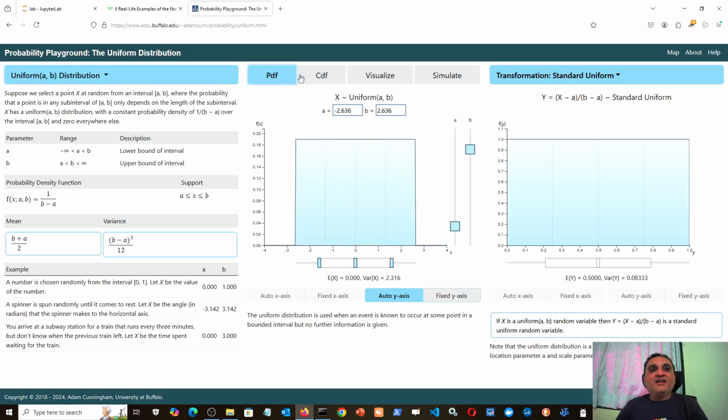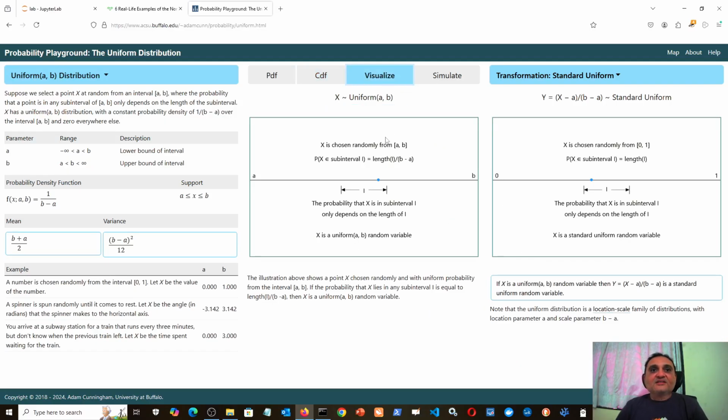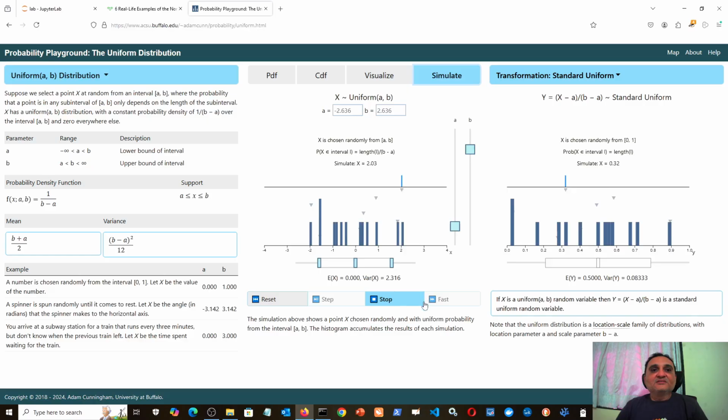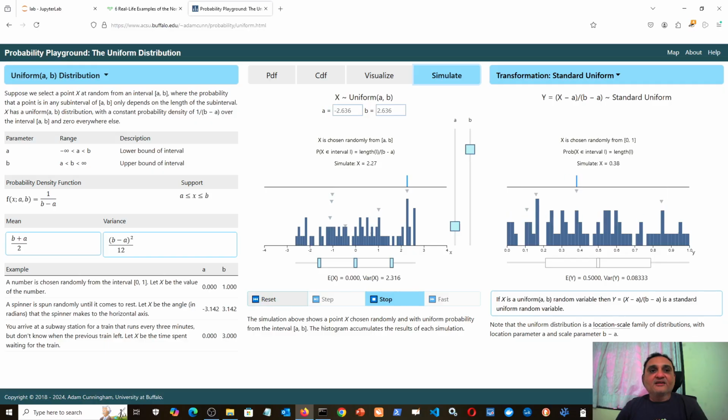I can write the PDF, probability distribution, and the cumulative distribution function of that uniform distribution, CDF. I can visualize this way and simulate also the way in which the uniform distribution arises. So if X is chosen randomly from A and B, and they are allowed to fall just randomly, those selected numbers between A and B, then they will automatically arrange themselves in this manner, right?